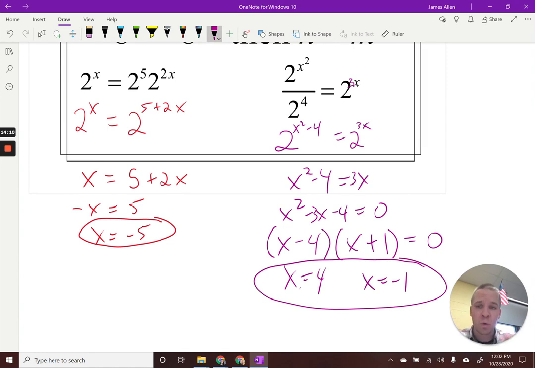So it's important to remember those rules. When we're multiplying like bases, we add the exponents. When we're dividing like bases, we subtract the exponents. It's often confusing, and you're like, oh, I'll just divide or I'll just multiply them.